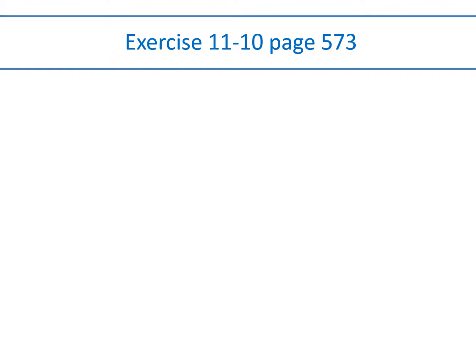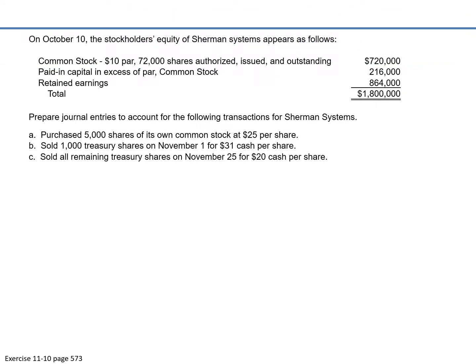Exercise 11-10. On October 10th, the stockholders' equity of Sherman Systems appeared as follows. They want us to prepare the journal entries for the following transactions.